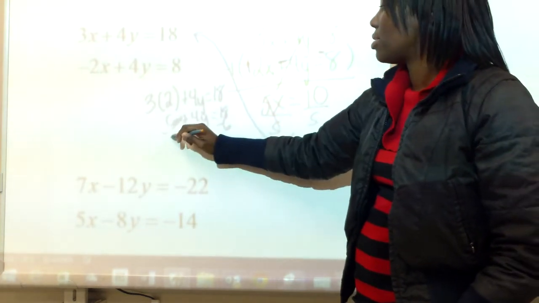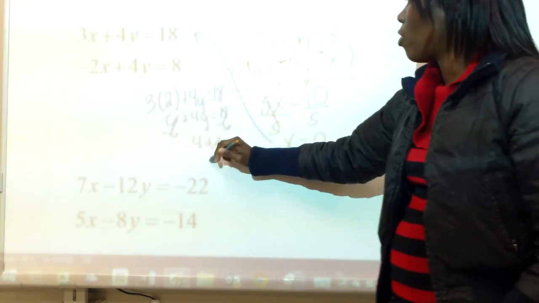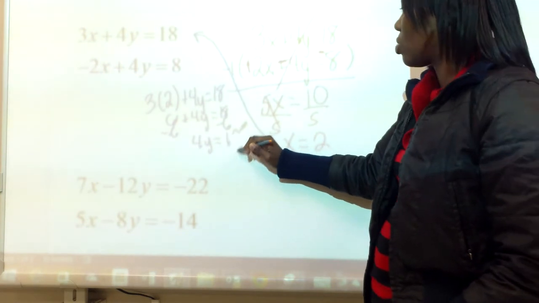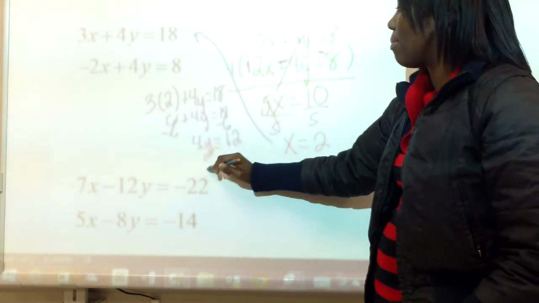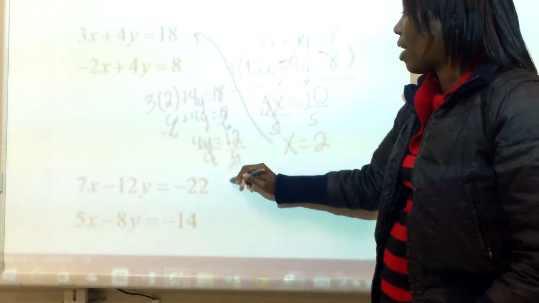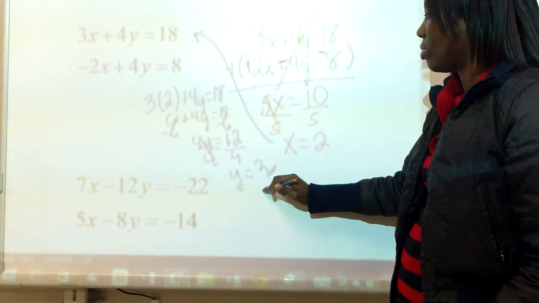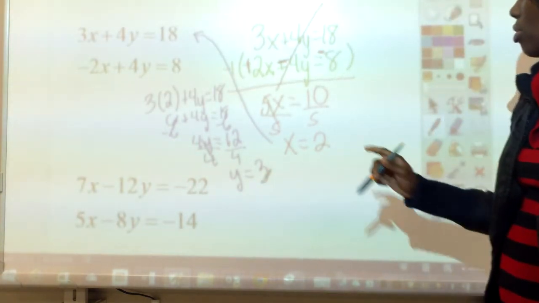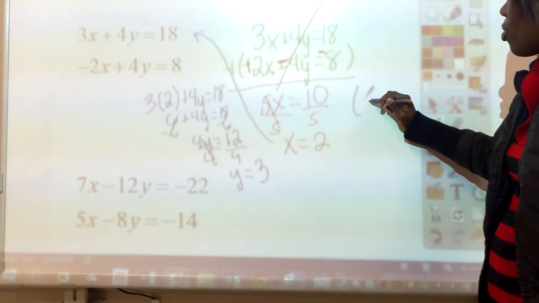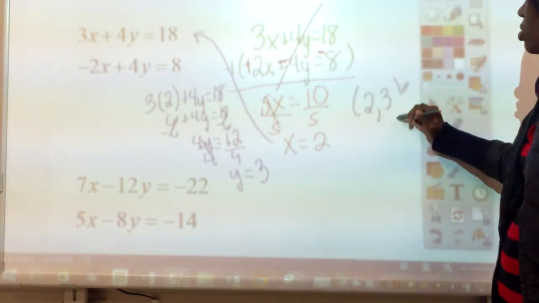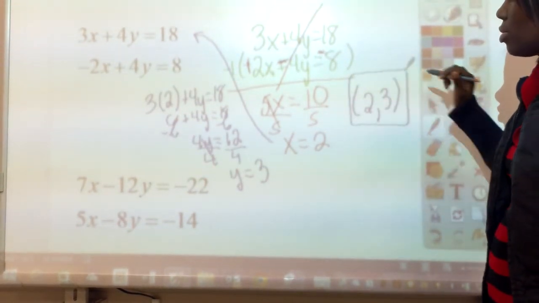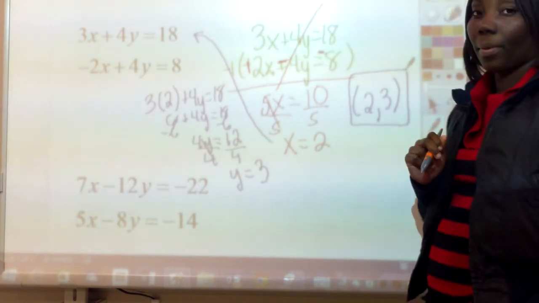Subtract 6 on both sides. And we have 4y equals 12. Divide by 4. And our y value is 3. And so now we combine both of those, writing as an ordered pair, and these two systems cross at (2, 3). Everybody got that?